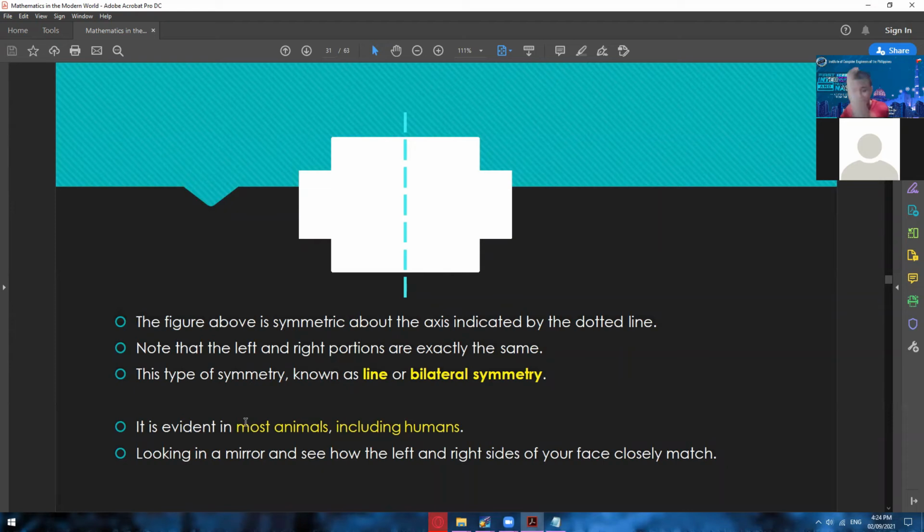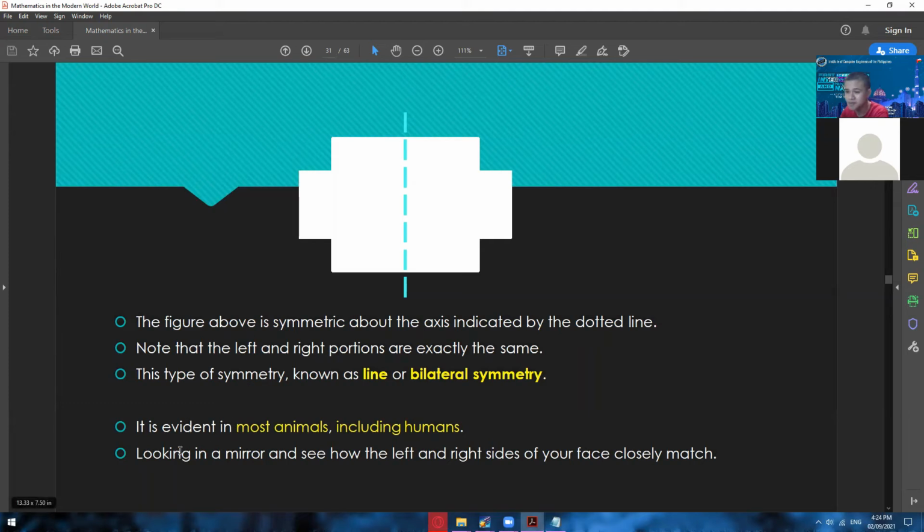So if you cut animals into two, it's symmetrical. Okay, or not exactly the same, but it's identical. Like it has an ear on the left side. It also has an ear on the right side. It has a leg on the left side. It also has a leg on the right side.